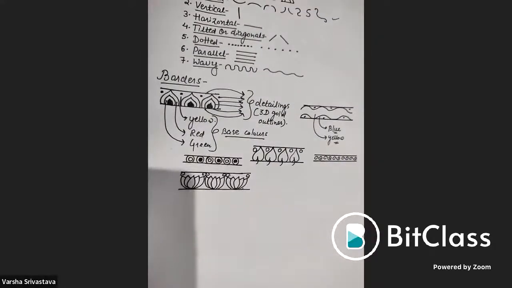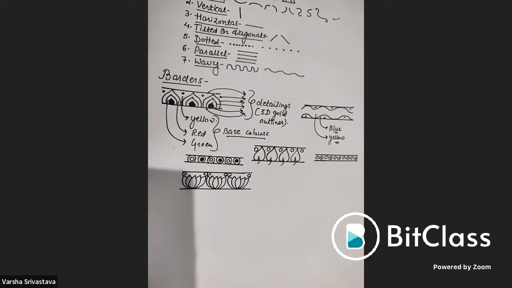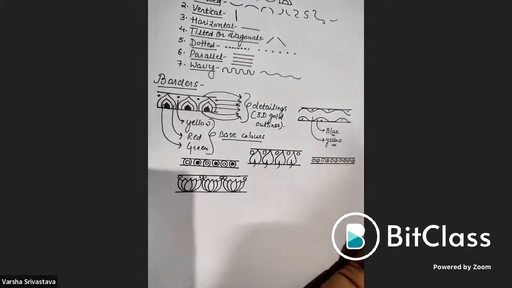Here you showed yellow, red, and green. So that is Panchrangi, right? That is Panchrangi. If you use only one of these colors, then it is ek rang khula.